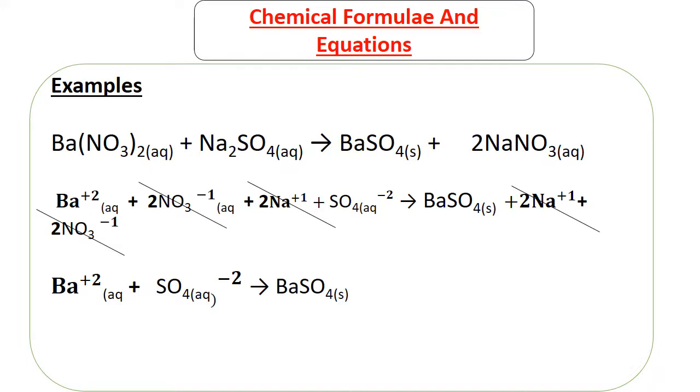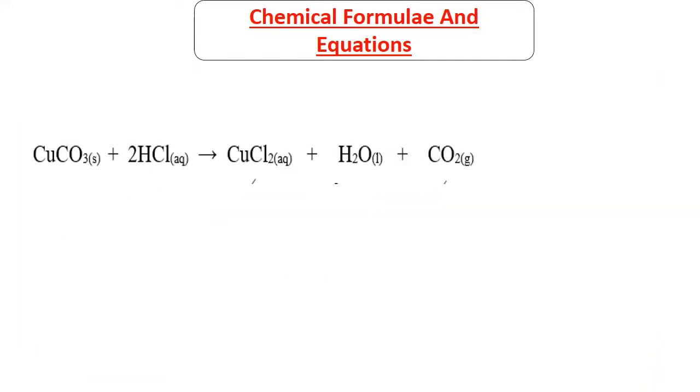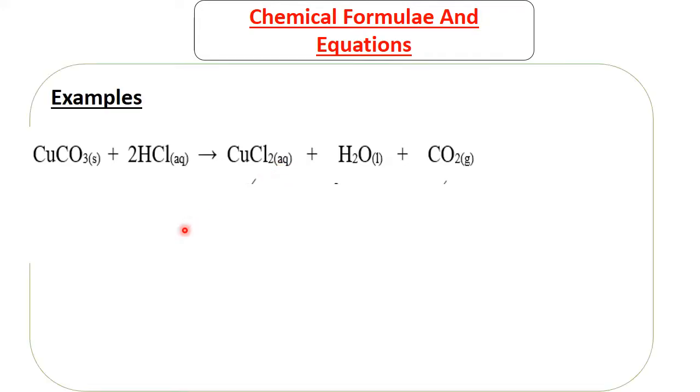Let's take a quick look at the last sample. We have copper carbonate plus hydrochloric acid, which produces copper chloride plus water plus carbon dioxide. So the first thing is, the substances that are in aqueous solution, we separate them into their individual ions. So we have this one, which is hydrochloric acid. We also have this one, which is copper chloride. Then we're going to cancel out spectator ions.